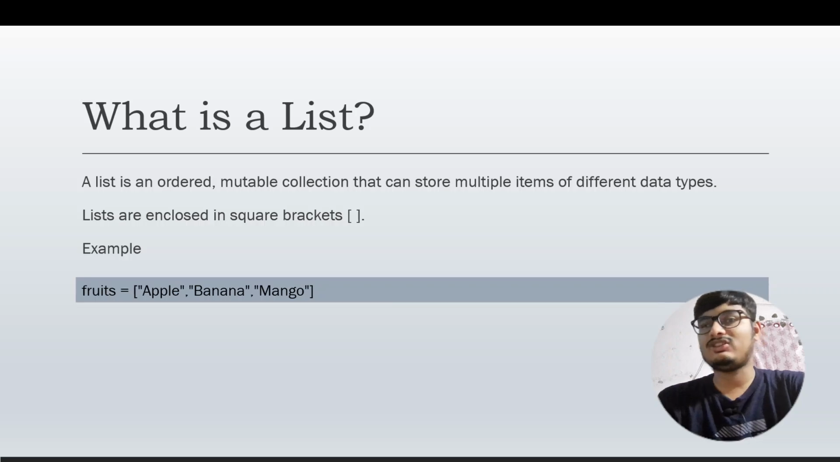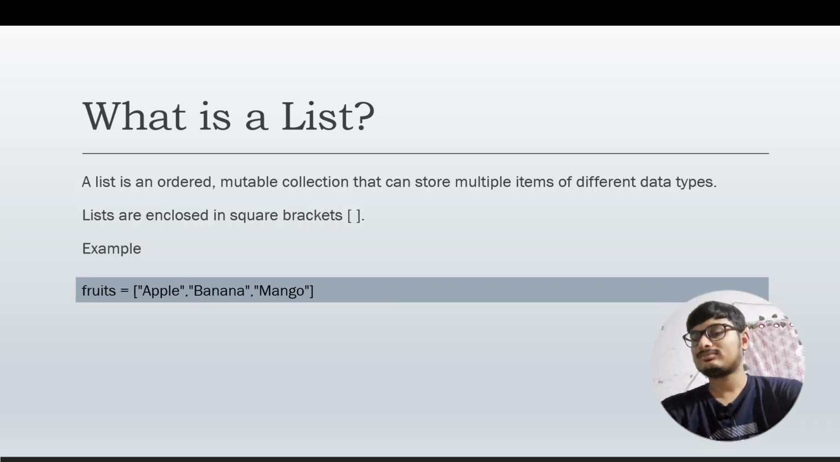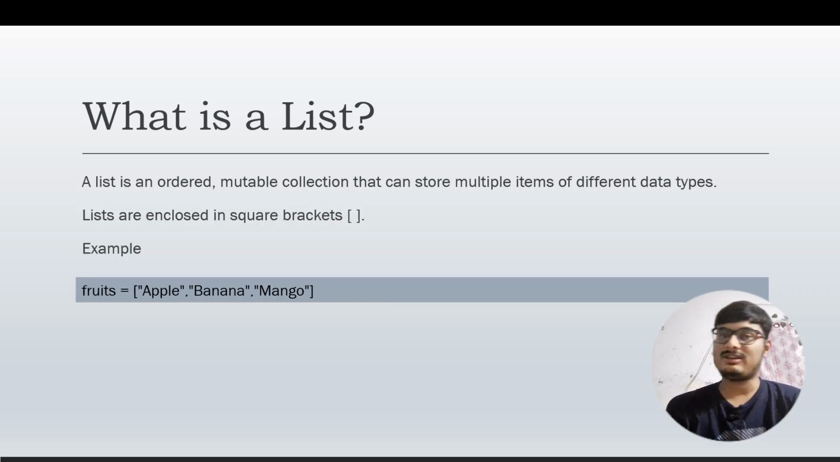Mutable means it can be changed, like the items, the elements that are present in the list, can be changed. How can they be changed? We will be discussing that later on in this video. So this is what mutable means, that they can be changed.